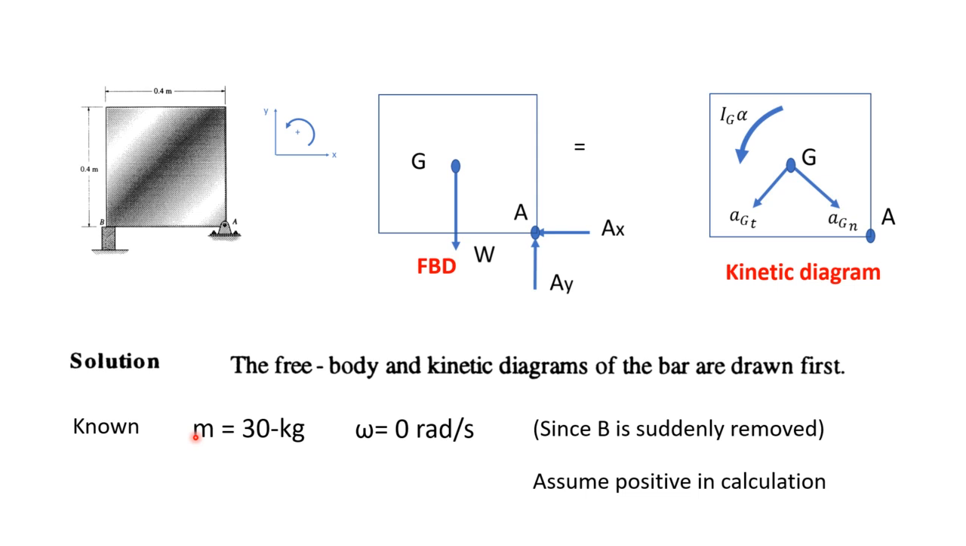Again, that's the free body diagram, together with the kinetic diagram. What we need to do is link points G and A, and on that link we're going to have tangential and normal accelerations. What's given to us is the mass of 30 kilograms, and we know omega is equal to 0. We need to find alpha, AX, and AY.